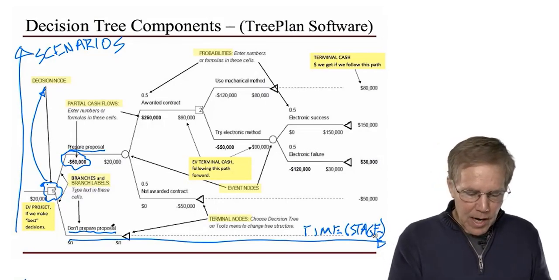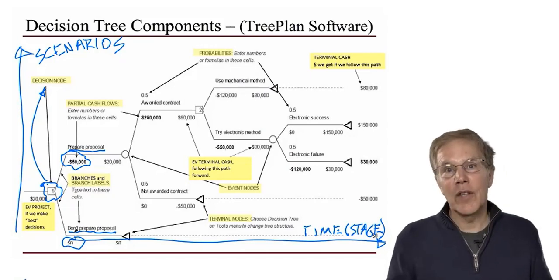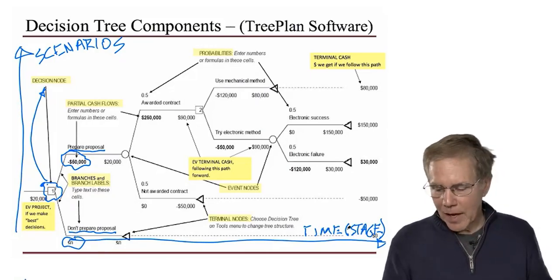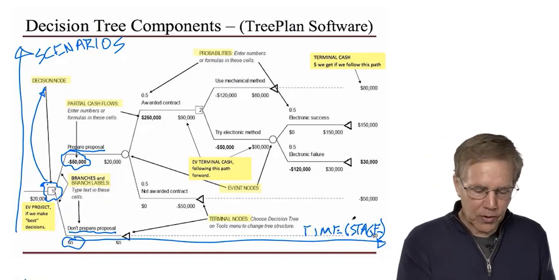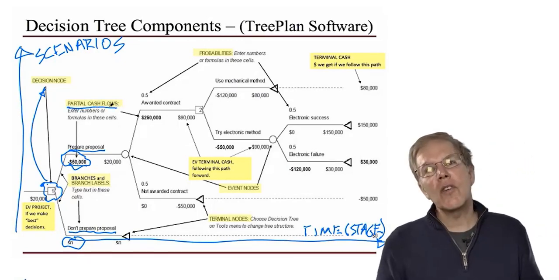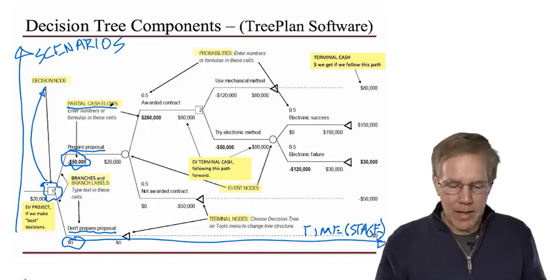If we decide not to prepare a proposal, we don't spend anything, and we're done. Very simple, end to our tree. We go all the way over to here, to the end, and we have nothing, okay? If we decide to prepare a proposal, we have to spend that $50,000. That's what the decision tree calls a partial cash flow, but it's essentially what we have to spend or what we get if we make that decision.